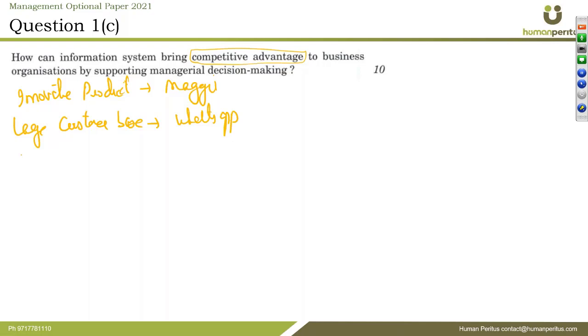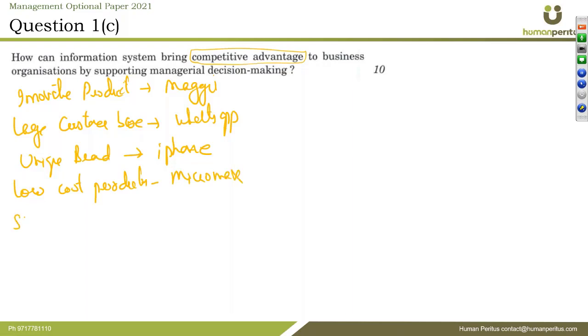Then maybe you can have a unique brand. Unique brand का मतलब, maybe iPhone. Then you might have low cost production capability. Maybe Micromax. I don't know if this company is still there in the market. Maybe you have expertise in supply chain management. Example can be Walmart. So कुछ भी ऐसा feature which gives you some edge in comparison to your competitors is known as your competitive advantage.